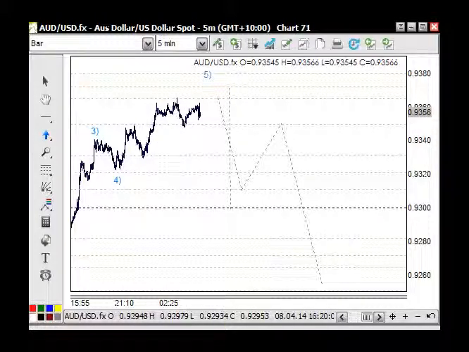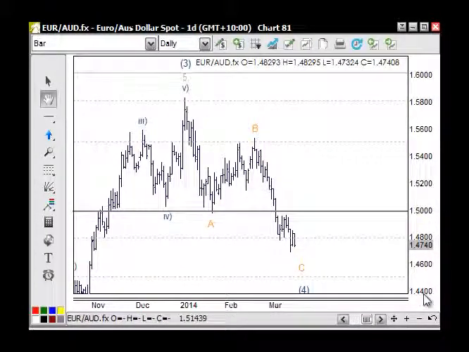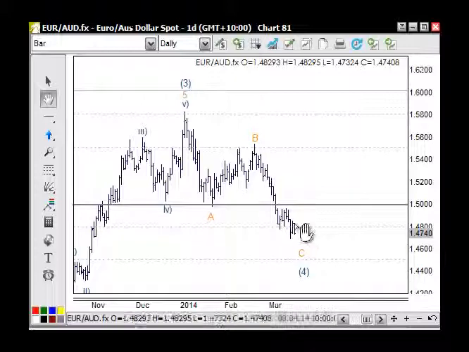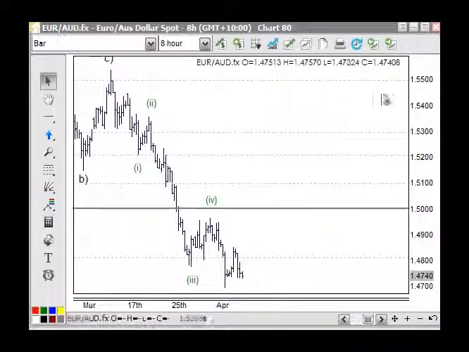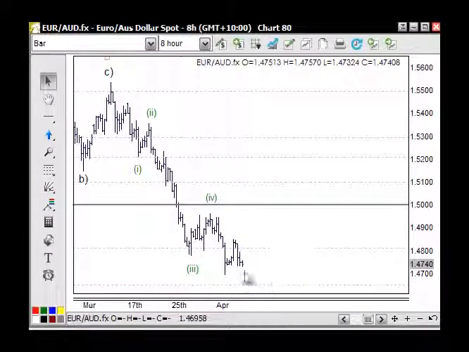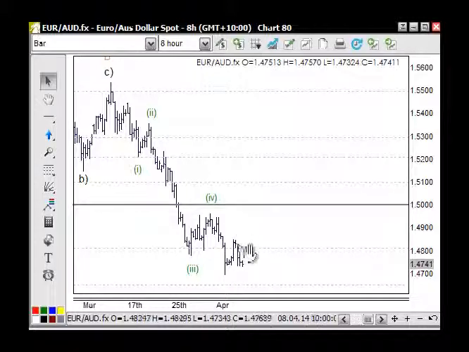Okay, so moving on, we're going to look at the Euro Australian, and it's still got lower to go. So we're still in this structure here, which would give us 1, 2, 3, 4, 5 to the downside here. We thought it may be moving up, but the 148 didn't hold as a retested resistance. It popped up and then just popped down.